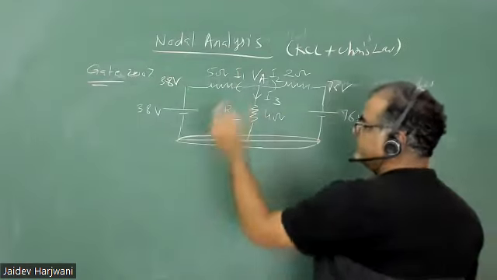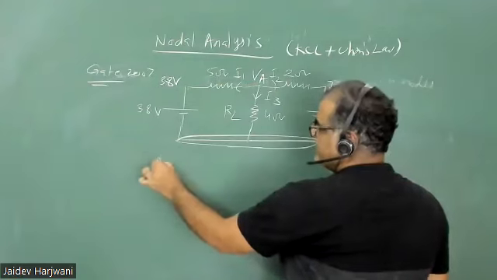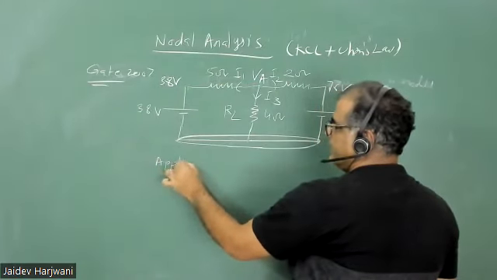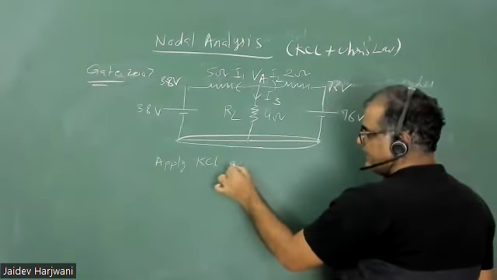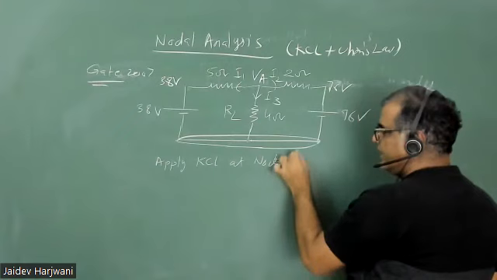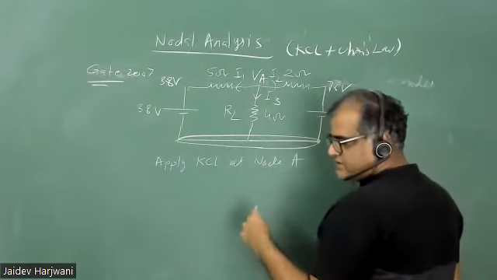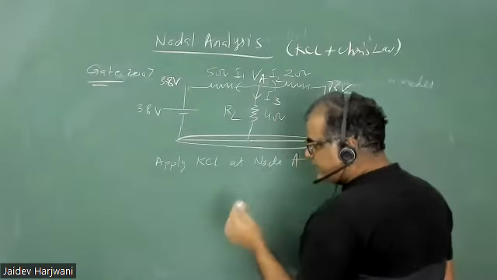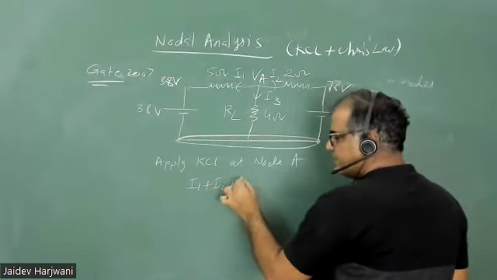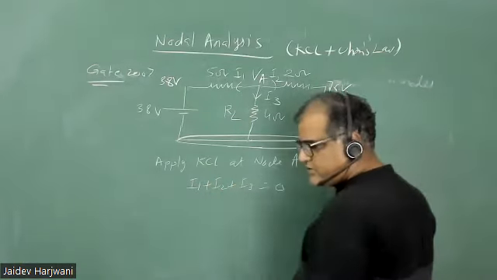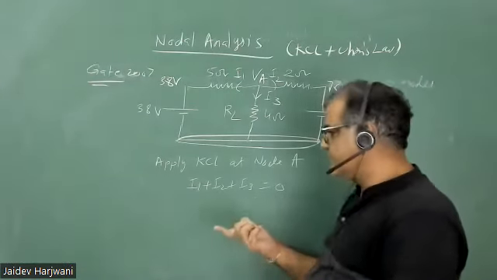Now you want this I1, so you have to write the KCL. So apply KCL at node A. Very simple technique. Apply KCL at node A. Okay, now at node A, sum of incoming currents equals sum of outgoing currents. So I am taking all as outgoing. So my I1 plus I2 plus I3 should be 0 because there is no incoming current. You can put I1 plus I2 equals to I3. That is also your choice.